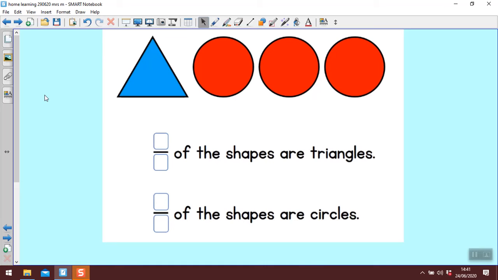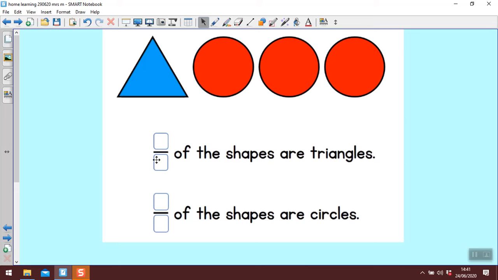Have a look at this set of shapes here. We've got 1 blue triangle and 3 red circles. We've got to think about the fraction that goes here. So something of the shapes are triangles and what fraction of the shapes are circles. This line here means out of. So something out of something of the shapes are triangles and something out of something of the shapes are circles.